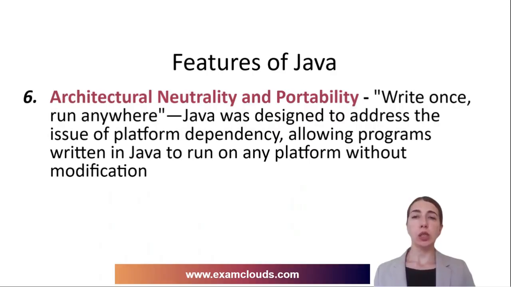The next feature is architectural neutrality and portability. Write once, run everywhere, at any time and always. When Java was first conceived, there was a problem. If a program was written for one platform, it was quite difficult to port it to another. The developers of the Java language aimed to solve this problem, and they largely succeeded.